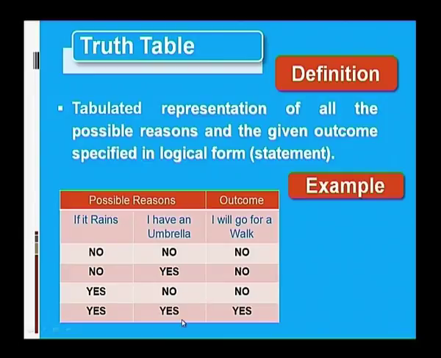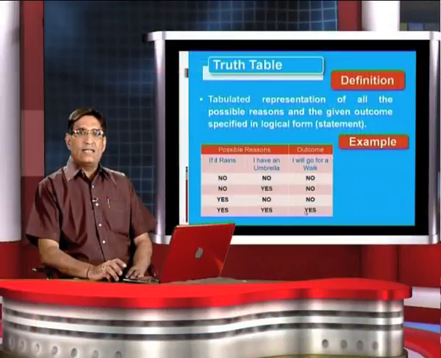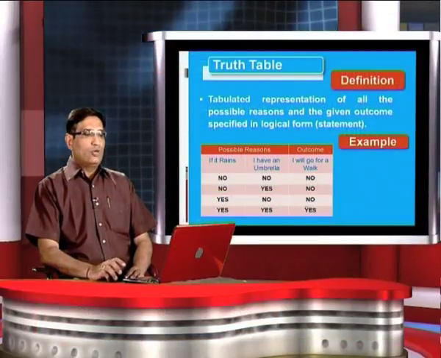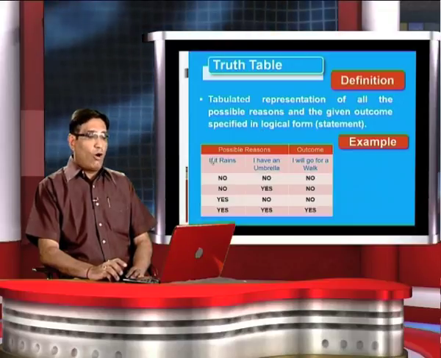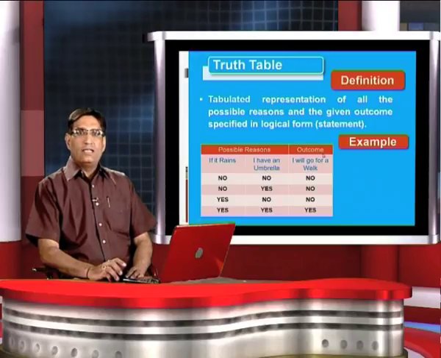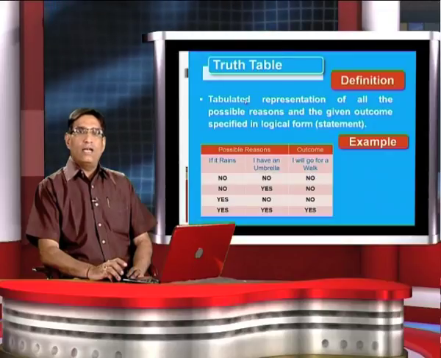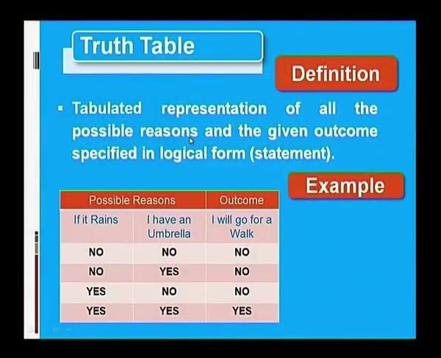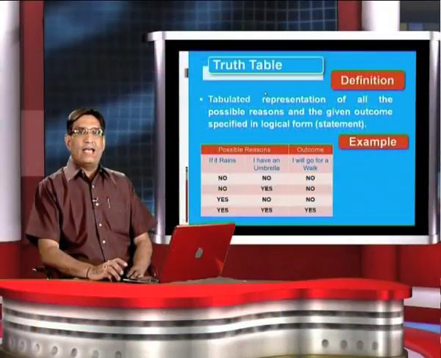But if someone says that I am not walking but I am sitting somewhere, then there can be three reasons under the given statement. The first reason is it is not raining and I am not having an umbrella. The second reason is it is not raining but I am having an umbrella. The third reason is it is raining but I am not having an umbrella. So here we consider that given circumstances I have an outcome, and this is nothing but a logic representation. If in a logic we define all the possible reasons for an outcome, then it is termed a truth table, or in other words a tabulated representation of all the possible reasons and the given outcome specified in logical form, that is a statement, is termed a truth table.